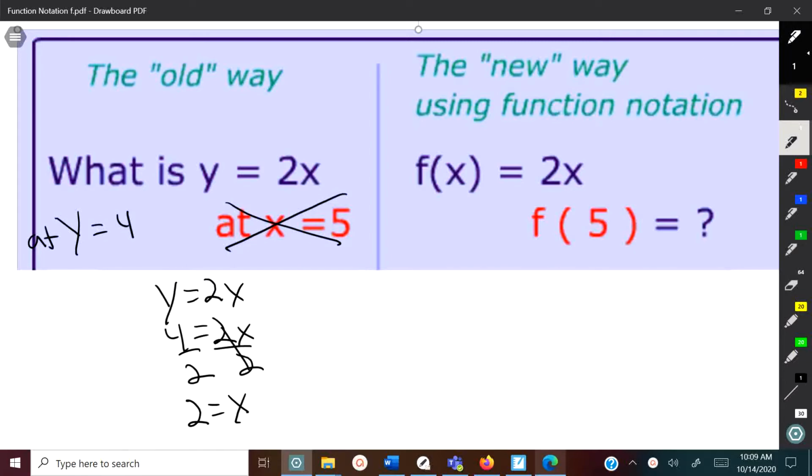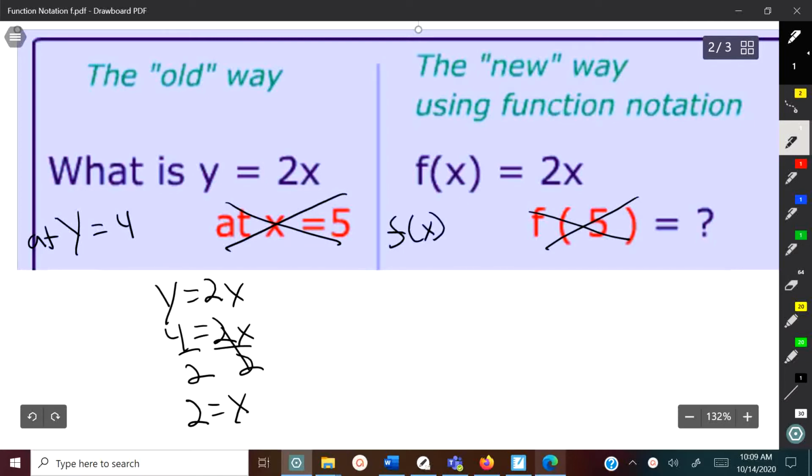But what does it look like with function notation? Well, here it doesn't say at x equal 5. It just says f of 5. Okay, and this is where it gets tricky. It just says f of 5. That lets you know that you're looking for x. But when you're looking for y, it's not going to say this. It's going to say f of x is equal to 4.